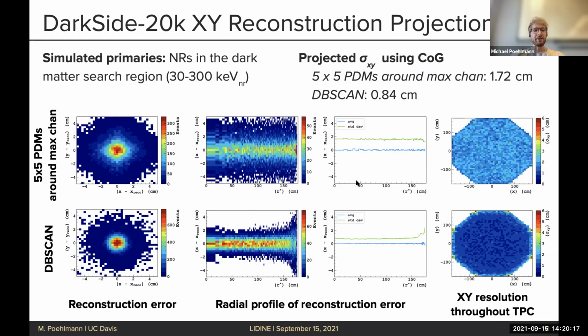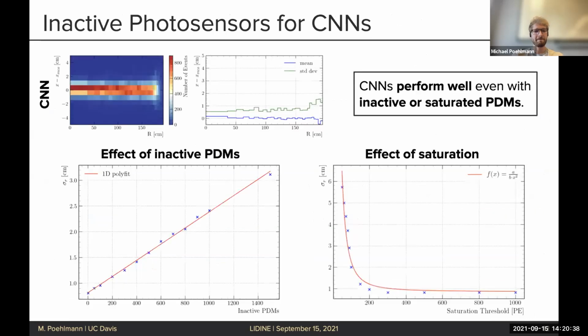So looking at the projected XY resolution using these different methods, we see that we improve the projected XY resolution using the DB-scan algorithm by almost a factor of 2 over just the simple standard method. However, DB-scan performs more poorly at the corners, so this is something we're actively working on improving. One of the advantages of convolutional neural networks is that they can perform well even with conditions of saturation or inactive PDM. So if we somehow lose a connection to one of the photodetectors. And we see that we reach the required XY resolutions even under these conditions.